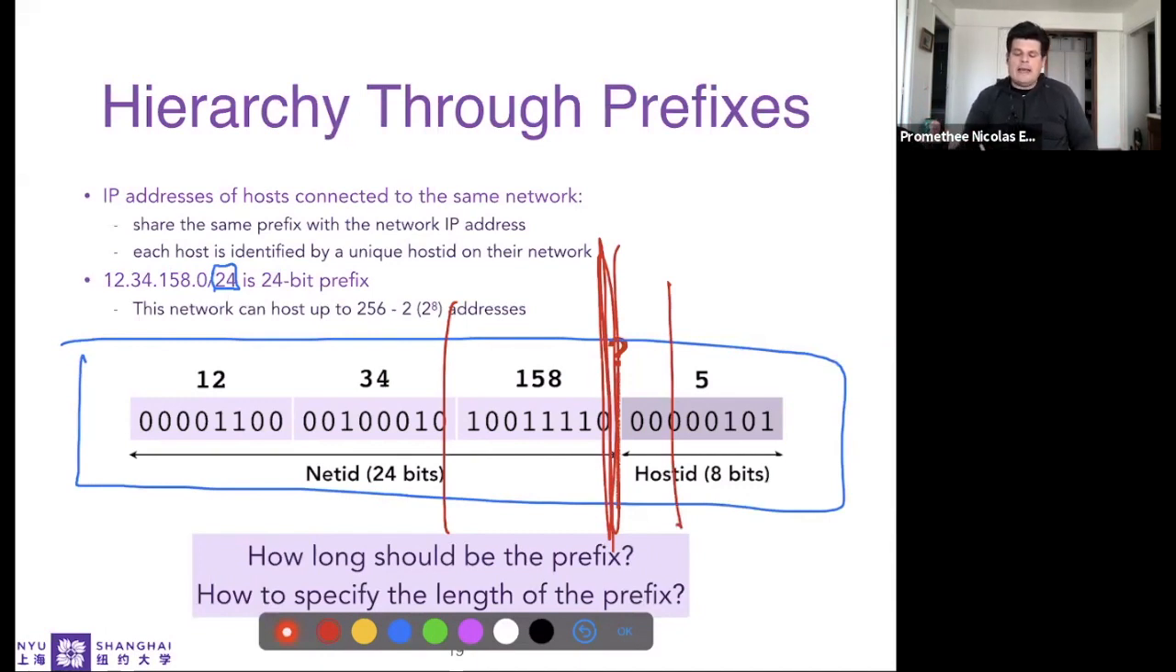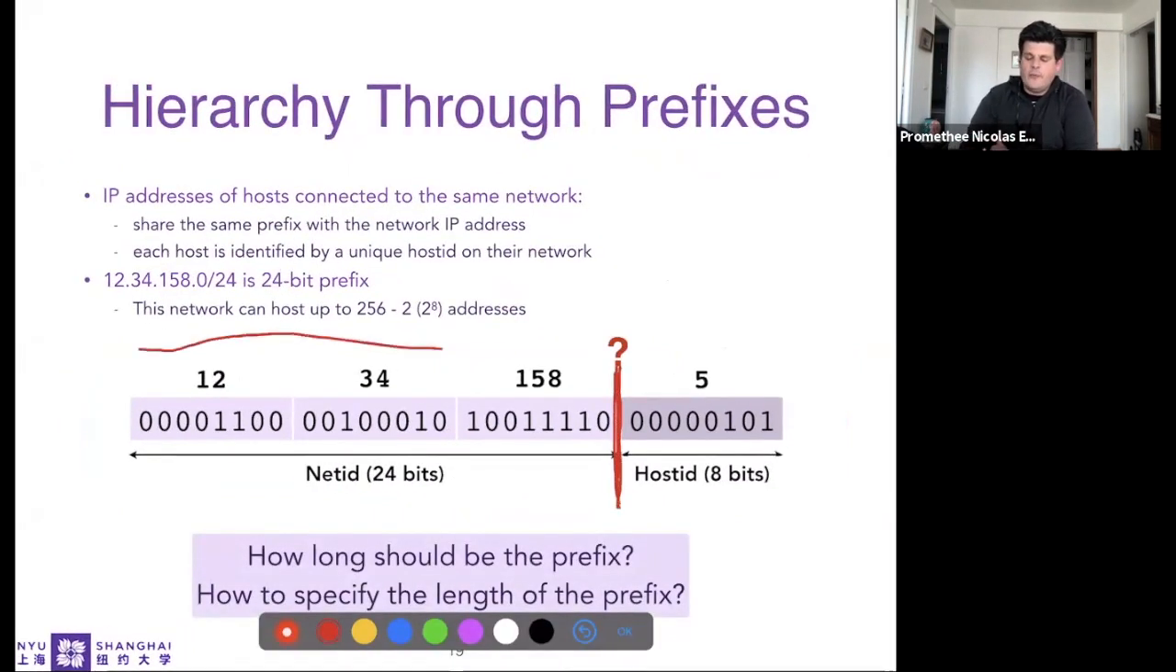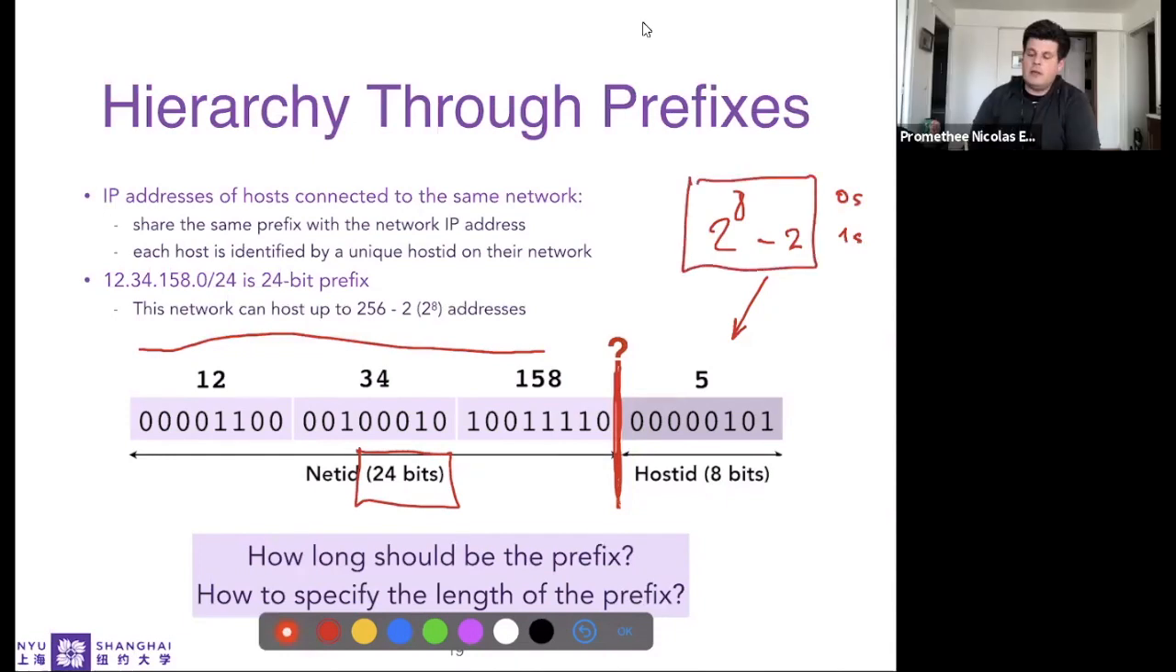And the other thing is, once I decided that it should be here, how can I convey this information? How can I say that when I send a packet, this packet goes to a network whose prefix is 16 bits long? So first of all, just to understand how long the prefix should be, if I tell you that the prefix size is 24, what can you tell about how many end hosts can be connected to that network? How many can I connect in total? Yeah, 2^8, given that you always need to remove the all zeros and all ones values because you cannot use them. So in total, you can only have 2^8 - 2, so 254 hosts in total.